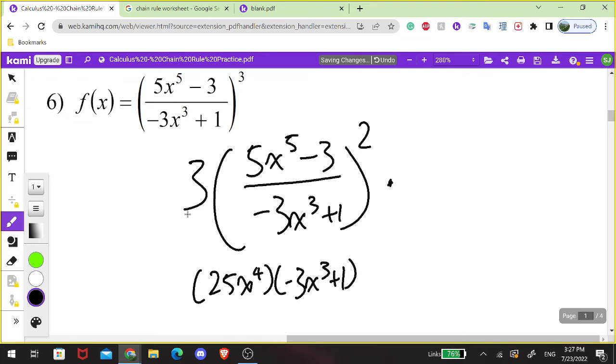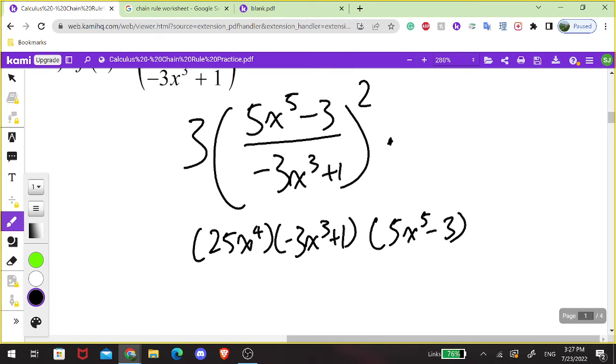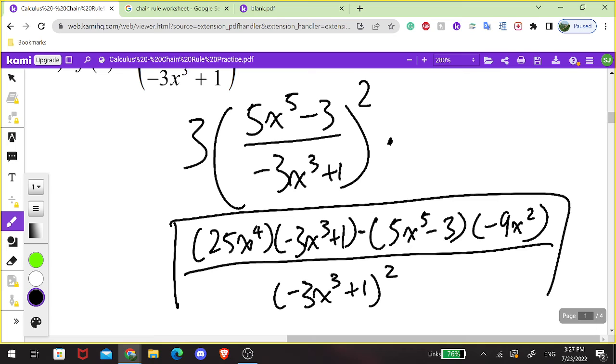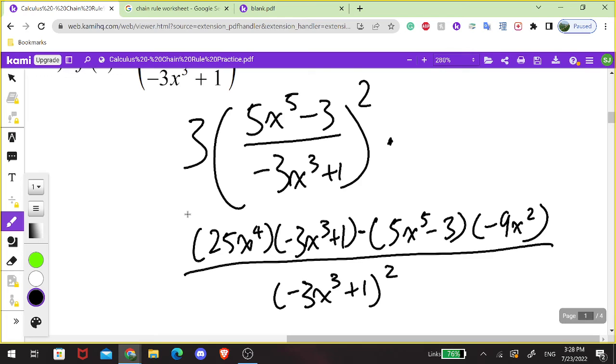Now we keep the top the same, which is 5x to the 5th power minus 3, times the derivative of the bottom, which will be negative 9x squared plus 1, and the derivative of 1 is 0. So this is everything on top, and the minus sign in between, over the bottom squared, negative 3x cubed plus 1 squared. This is using quotient rule on the inside g of x. So the answer is going to be 3 to the 5x to the 5th minus 3 over 3x cubed plus 1 to the 2nd power, multiplied by all this.